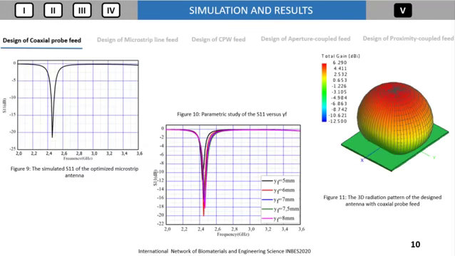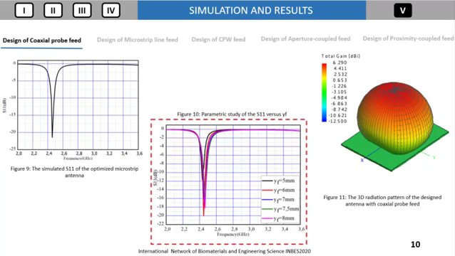The reflection coefficient for the optimized antenna is shown in figure 9. The resonant frequency is 2.45 GHz with a reflection coefficient of minus 20.01 dB. And figure 10 shows the effect of changing the feed position on adaptation.